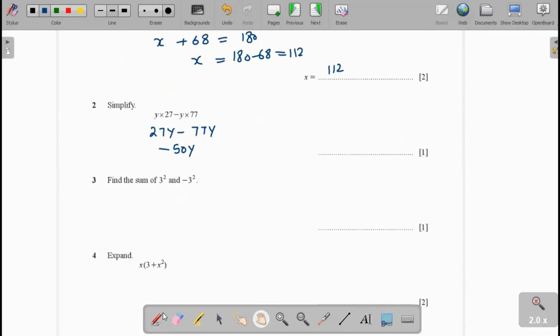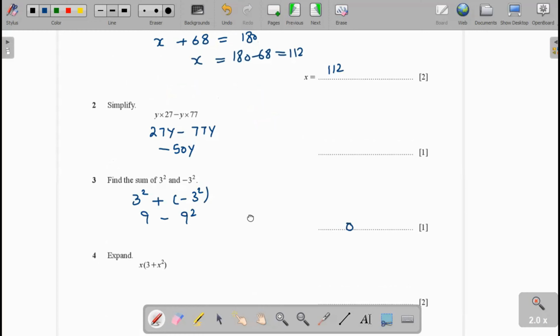Next is find the sum of 3 squared plus and minus 3 squared. 3 squared plus minus 3 squared. The answer will be 9 plus minus 9 and the answer is equal to 0.